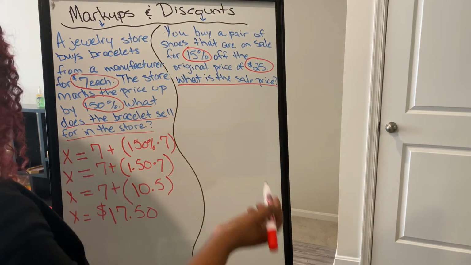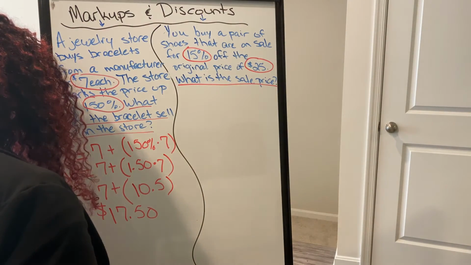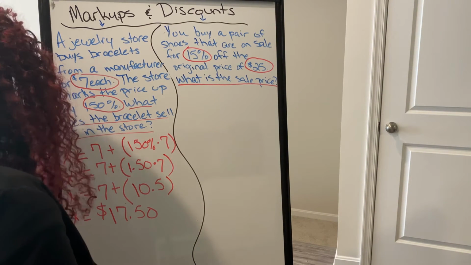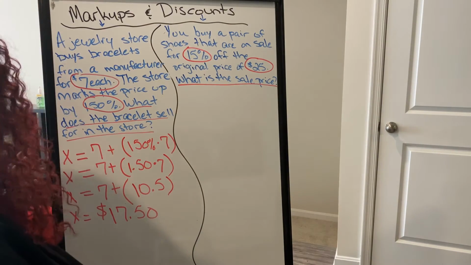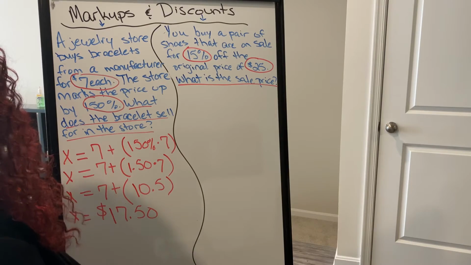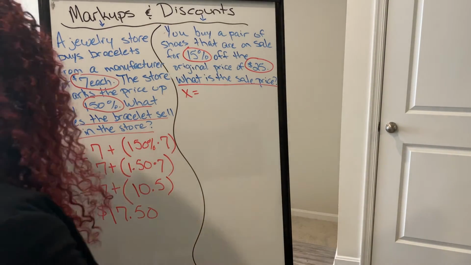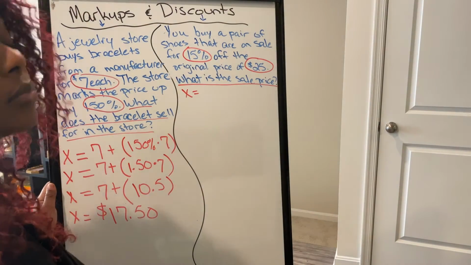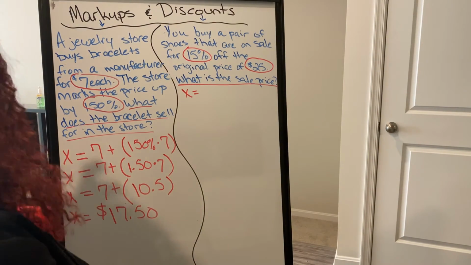Let me go back to my calculator. Hold on. Okay. So we're going to take the sale price. The sale price, we'll say is X. The sale price is going to equal our original price minus the discount. So our original price minus the discount, okay?